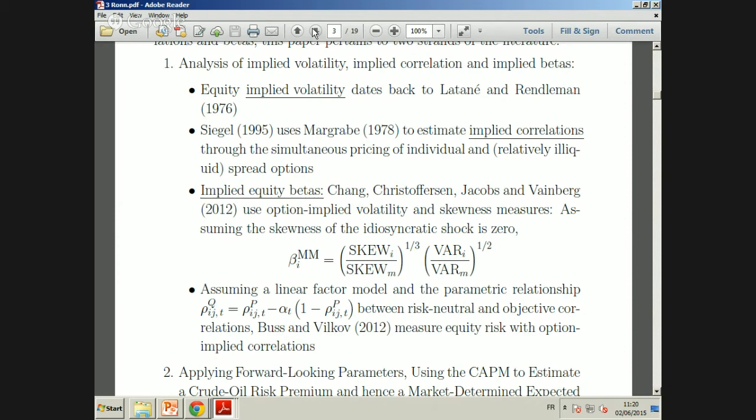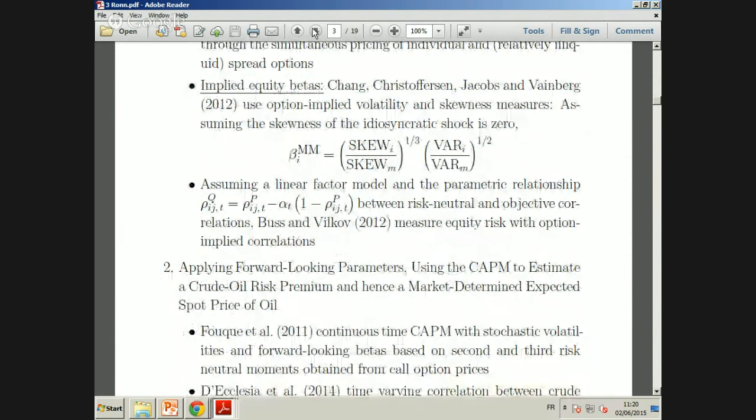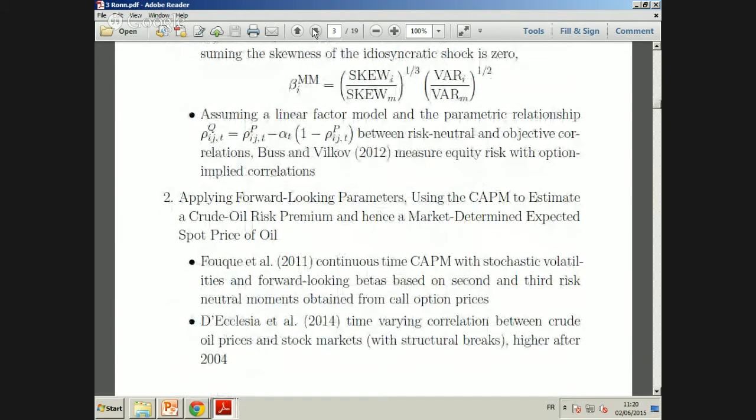And so just to recap, the reason the implied beta is important to us here is that we'd like to have an instantaneous forward-looking beta rather than a moving window beta that uses historical prices. There's been a couple of folks who have looked at the CAPM in terms of crude oil futures contracts. So you've got Fouquet et al. on continuous time CAPM and Rita de Clesia et al. on time-varying correlations. A number of people have noticed that these correlations have recently, and by that I mean the last 7, 8 years, have moved from where they were in the earlier period. So I'd like to cite those as well.